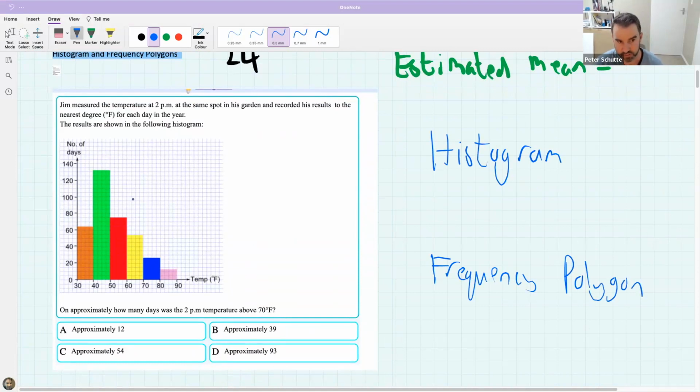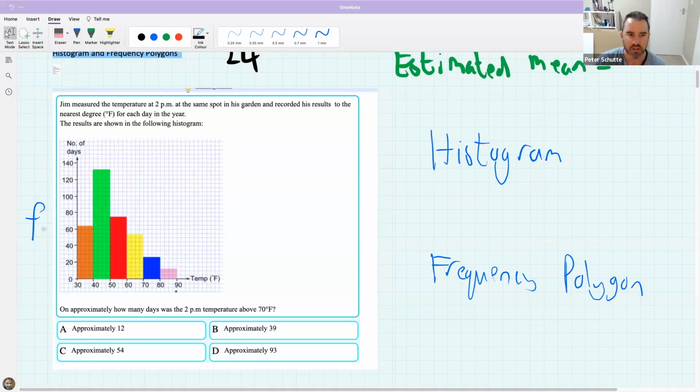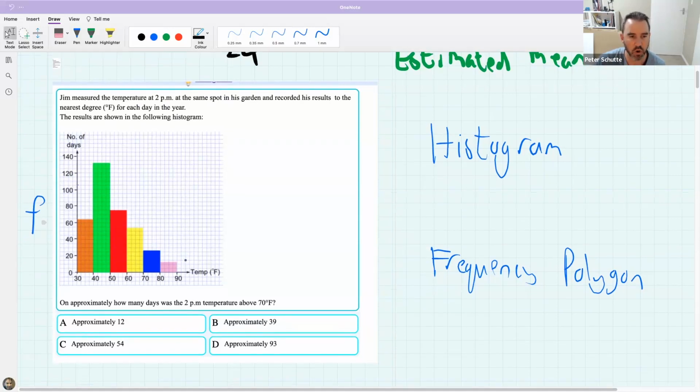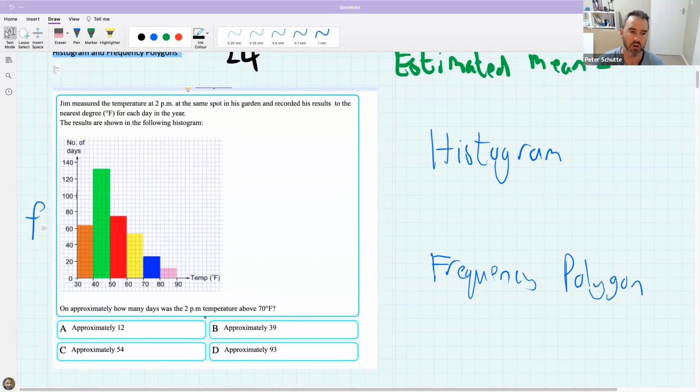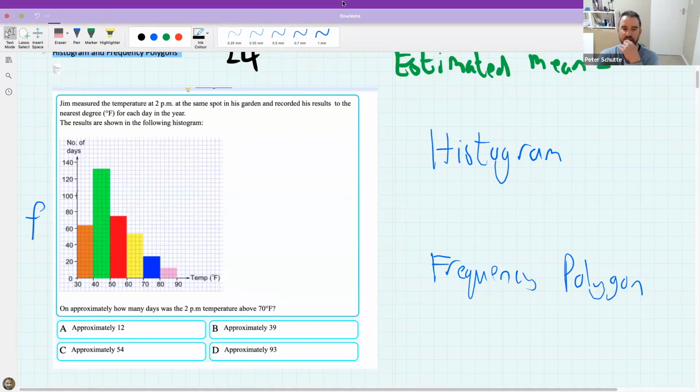Here is an example of a histogram. A histogram has grouped data along the bottom, and then it has the frequency count of whatever you're dealing with. In this case, it's days of the year on the vertical axis. Can you answer this question for me? Which of the 4 options do you think is correct if you're reading off this thing called a histogram?